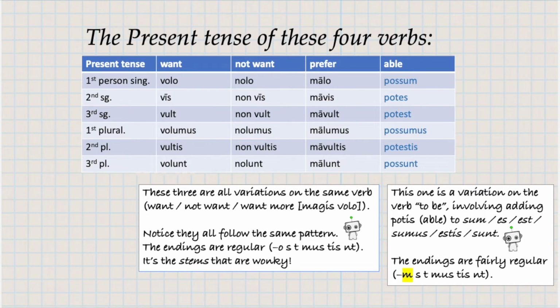Possumus, potestis, possunt. I guess the key things to notice with those are, first of all, for the volo, nolo, mālo ones, they all have the right endings, o, s, t, mus, tis, unt. However, it's their stems that will go a little bit wonky, so we have to be a bit careful with those. With volo, we get vis and vult in the third person singular. Possum is a variation on the verb to be. So it takes basically the present tense of the verb to be, sum es est, sumus estis sunt, and sticks potis, the word for able, on the front of them. Again, the endings are fairly regular. Just in this case, we've got possum with an M on the end rather than something with an O, which you might expect.